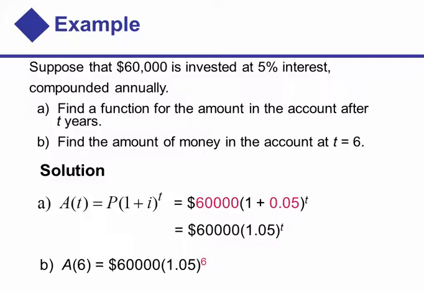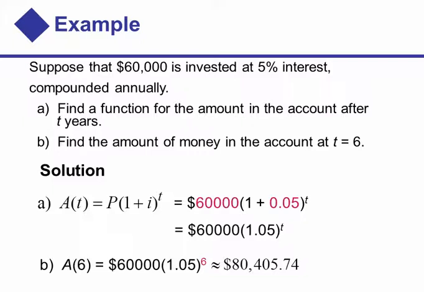Now, if we put in the 6 for the t to find out how much we get after 6 years, and we plug this all in our calculator, we will get, rounded to the nearest cent, $80,405.74.